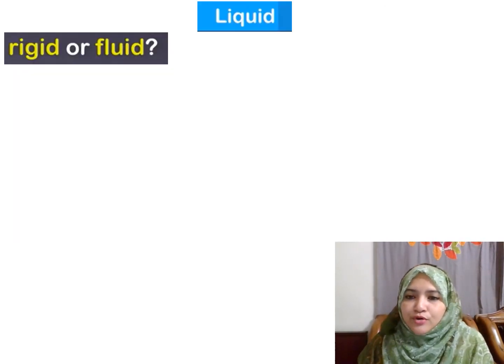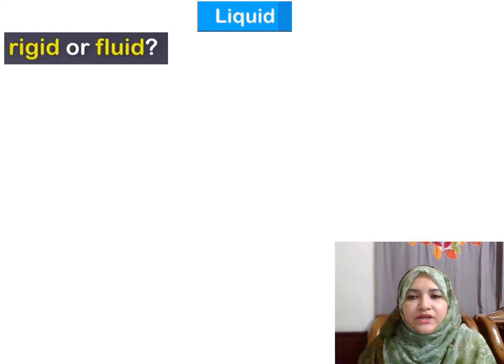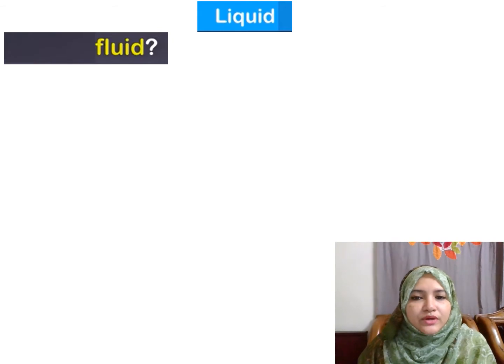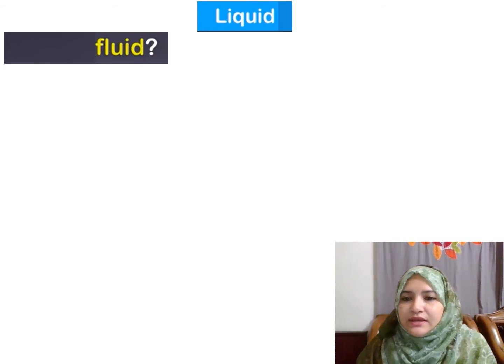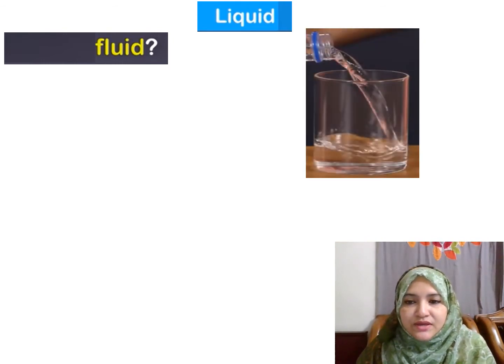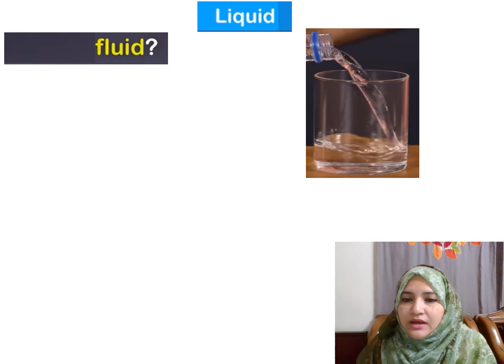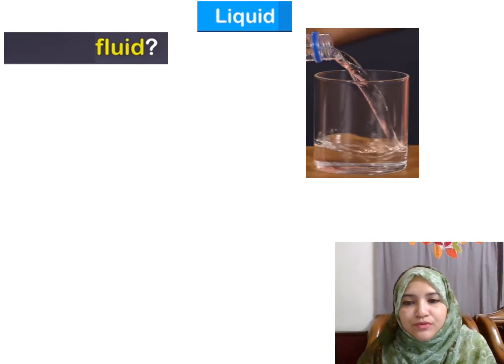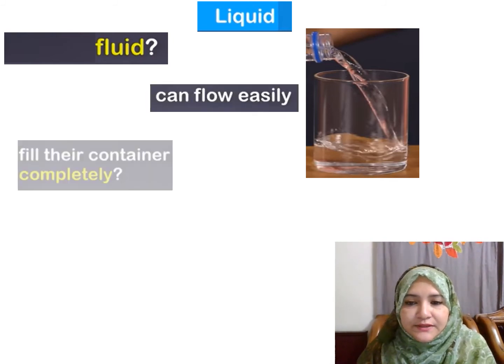And next, are all liquids rigid or fluid? The correct answer is fluid. Liquids are fluid. The word fluid means it can flow easily, and as you can see in this picture, water can flow easily, so liquids are fluids.